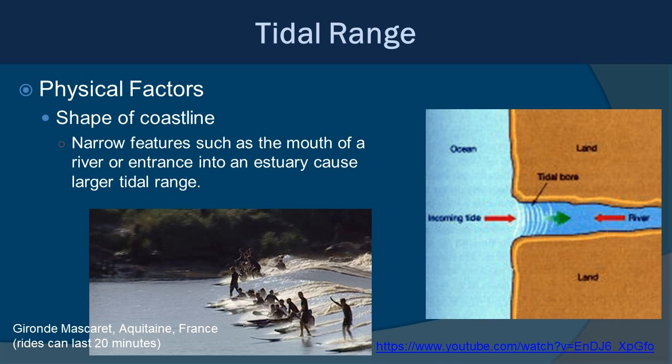And in certain places around the world, people have actually gotten into the habit of surfing these waves. This is an example of one such situation in France. There have been cases of people being able to stay on a board for over 20 minutes riding these waves into the river. However, this effect can occur in smaller bays and inlets as well, any place that's sort of closed off to one degree or another.